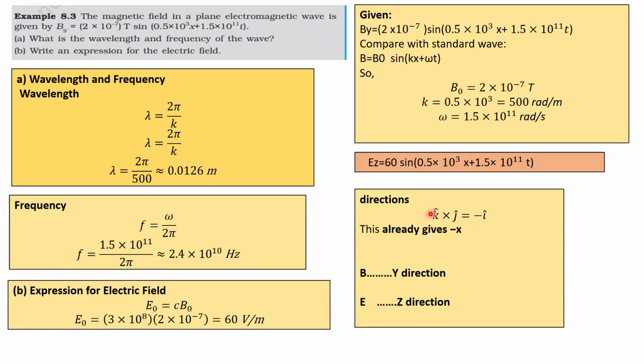And electric field, we don't know. But magnetic field is given along j cap. Therefore, something cross j cap equal to minus i cap. So you understood this should be k cap. So I hope it is clear. Electric field cross magnetic field equal to direction of propagation. I don't know electric field, but magnetic field is j cap. That is equal to minus i cap. Something cross j cap, so that should be k cap. So B is along Y direction. Electric field is along Z direction.